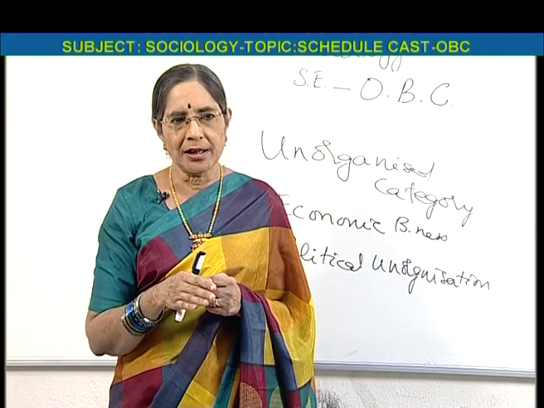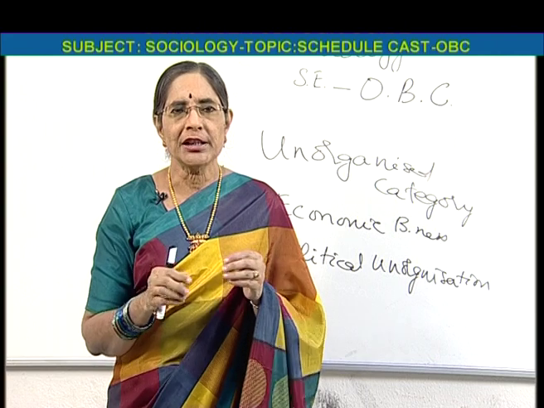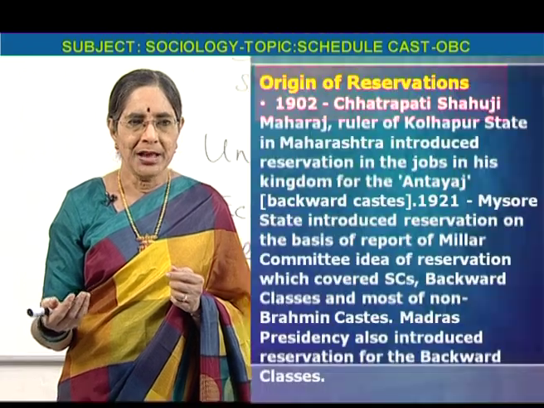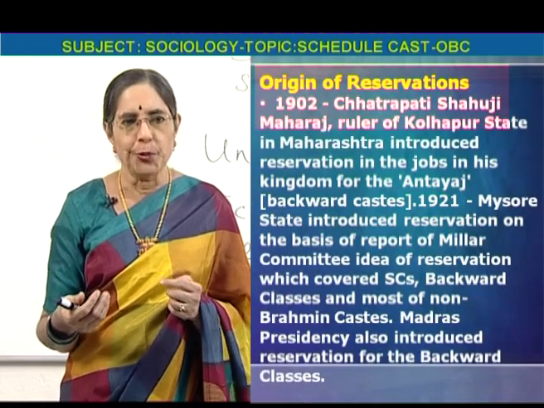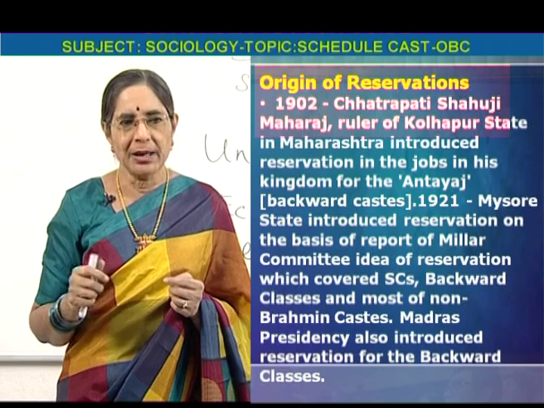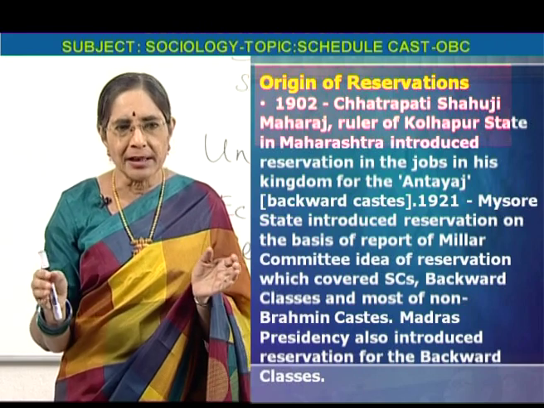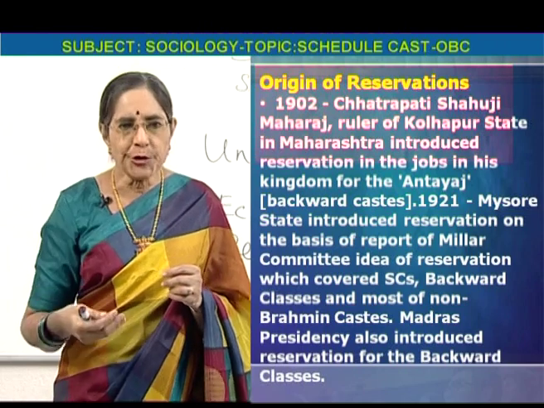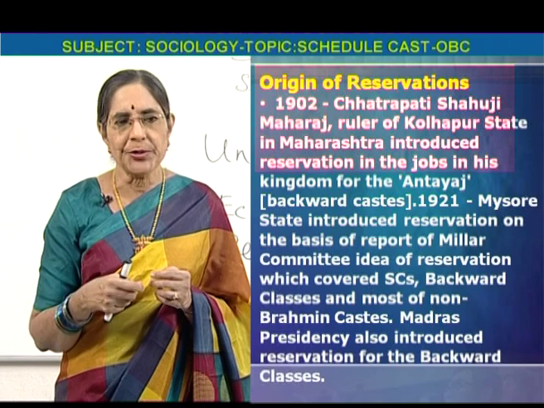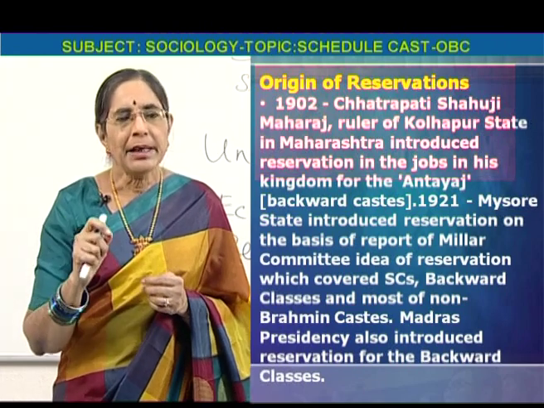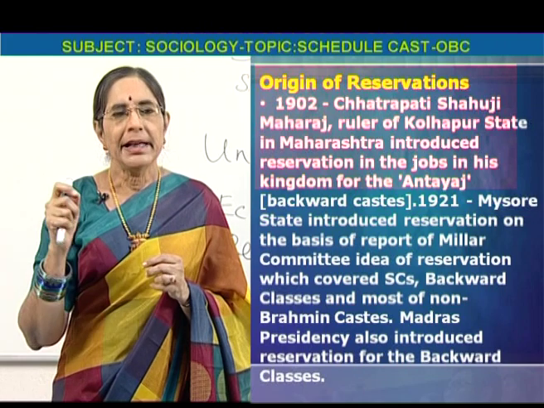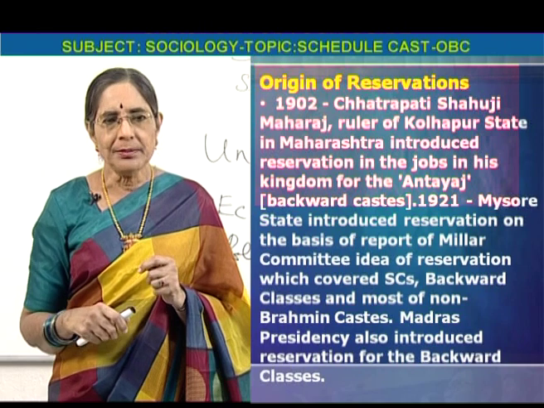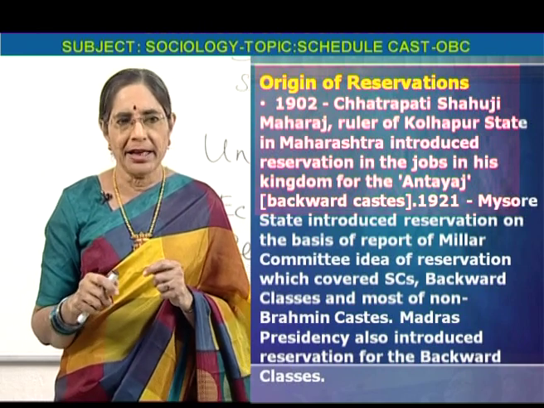Even prior to independence, there emerged some situations where reservations were provided. Of course, these occurred in small kingdoms. For instance, in the year 1902, a ruler of a small kingdom, namely Kolhapur state in Maharashtra, introduced reservations, particularly in jobs, and he provided jobs in his own kingdom for certain classes, and in his kingdom backward castes were termed as Antya.